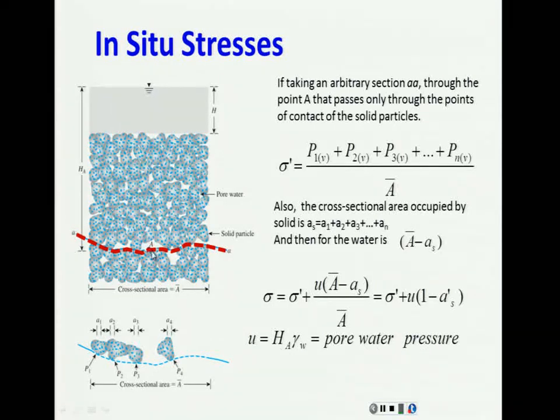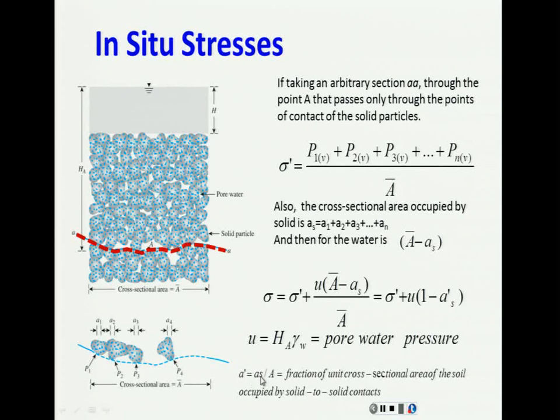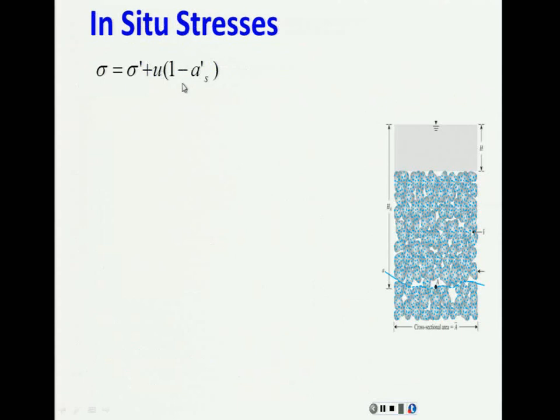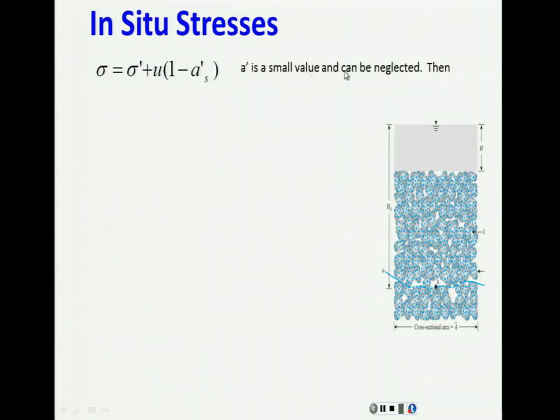Notice that the point that we are referring to is HA times gamma W. Not only this H, the total, because I told you the whole soil is saturated also. So the pore water pressure at this point is the total height that we are analyzing multiplied by gamma of the water. A prime S, as I defined it before, is just a ratio between the area of the solid and the cross-sectional area of the soil. And of course that value is going to be really small because the contact areas in between grains are going to be small also. That means that we can neglect that value.